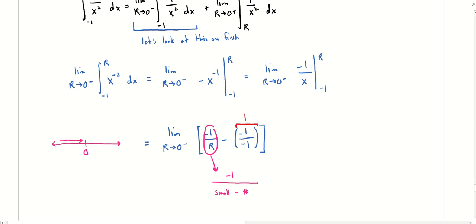But our numerator is negative as well. So that means that this whole fraction is going to blow up, but the negative on the numerator is going to cancel with the negative on the denominator. And so this whole thing is going to blow up to positive infinity. And so I have positive infinity minus 1. The -1 is not going to do anything as r gets closer and closer to 0. So this thing is going to just go to positive infinity.